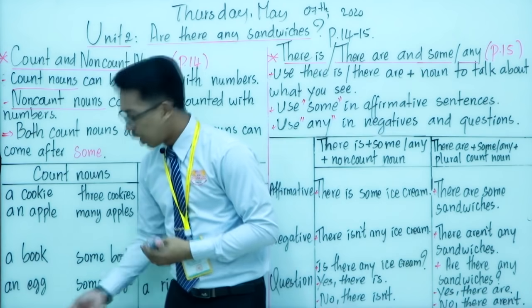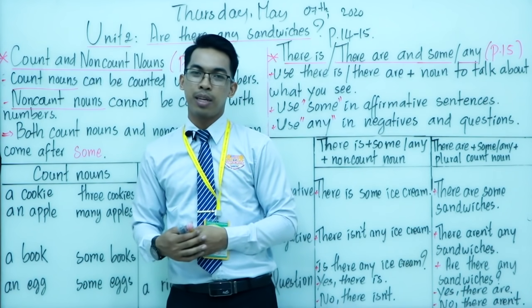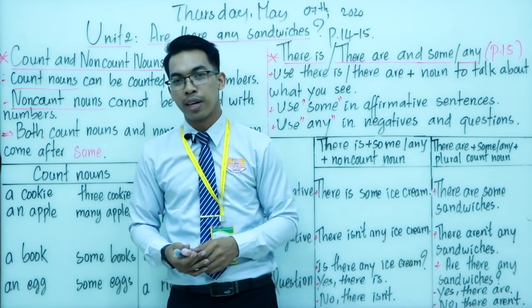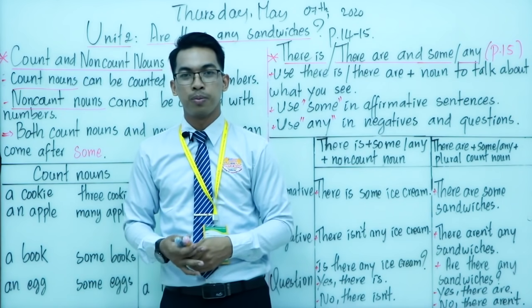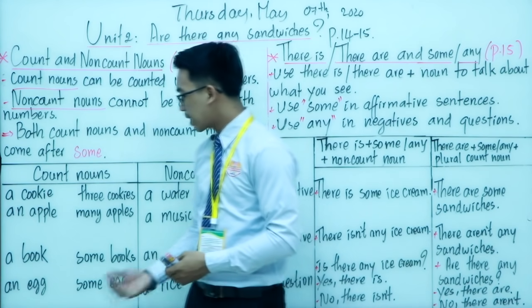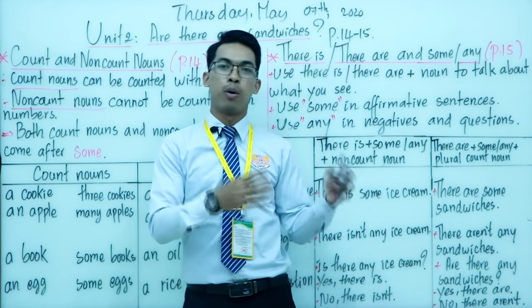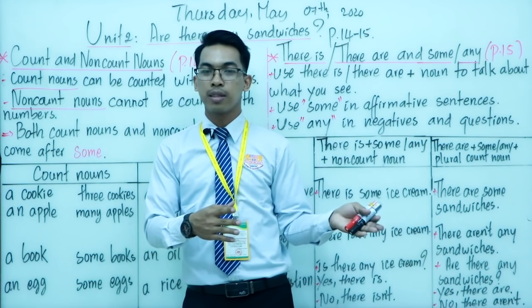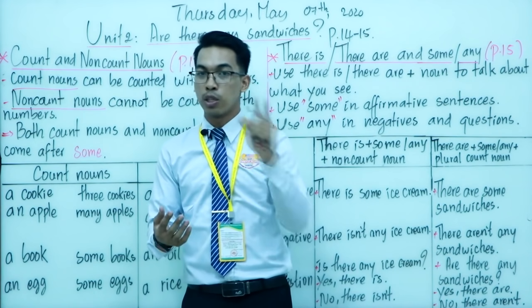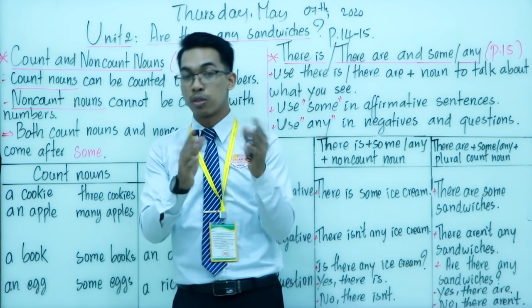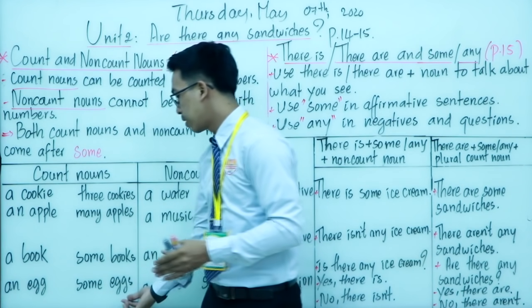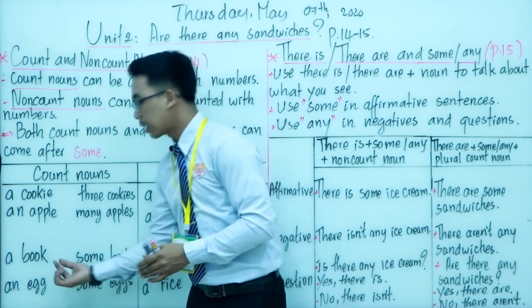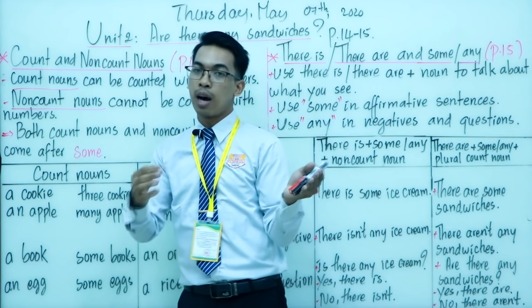The next one, an egg. So how many eggs? An egg, only one egg, right? So one egg. And some eggs can be more than one: two eggs, three eggs. So we can use the word some to replace one, two, or three. Okay, so some eggs.